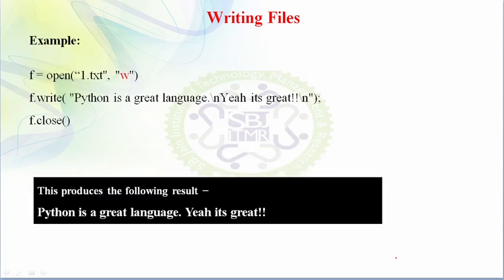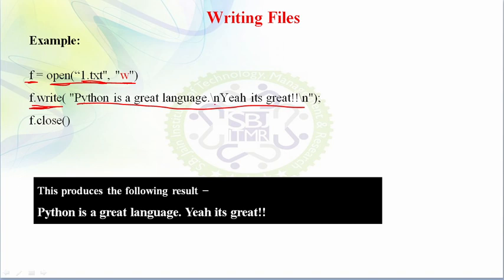So here's an example. In this example, we are opening the 1.txt file in writing mode, and when we open the file, it returns the object that we are collecting in the f variable. Now since we have opened the file in writing mode, we will use the f.write function to write into the file. Since 1.txt is supposedly not existing and we want to write it, we will write Python is a great language, and yeah, it is great. So all this will be written into your file.